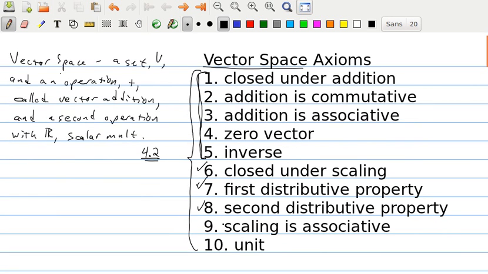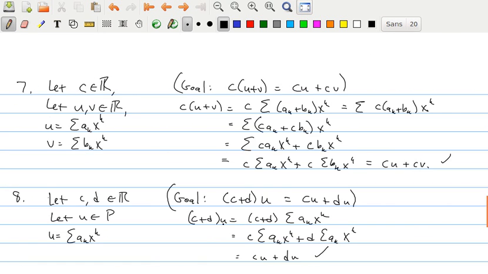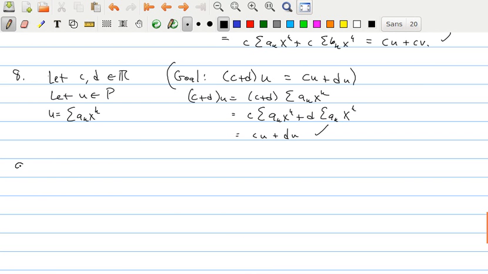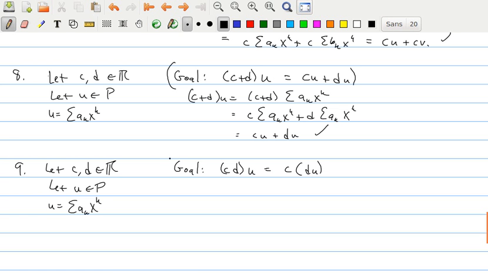We want to show that scaling is associative as our next step. So what this means, just like in the last one, we're going to take two scalars and a vector. So our vector, we can, as before, write this as coefficients and powers of x. The goal here is to take c times d times u. This looks a little bit analogous to what we had before, although we want to be able to reassociate those parentheses and multiply just one scalar at a time first.